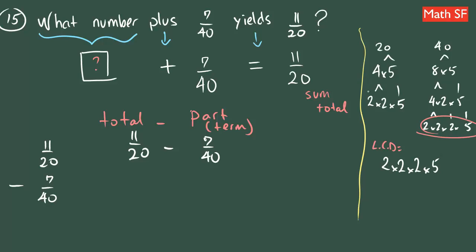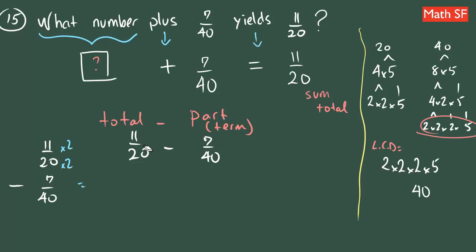Is this 2 times 2 times 5 already included there? Well, let's make sure. This 2 times 2 times 5 should be already included in our LCD. I have the 2 and the 5 there, so I don't need to add anything. Therefore, my LCD should be everything. So it will be 2 times 2 times 2 times 5, which is 40. So let's make sure that we convert this to 40. This times 2, and this is already 40.